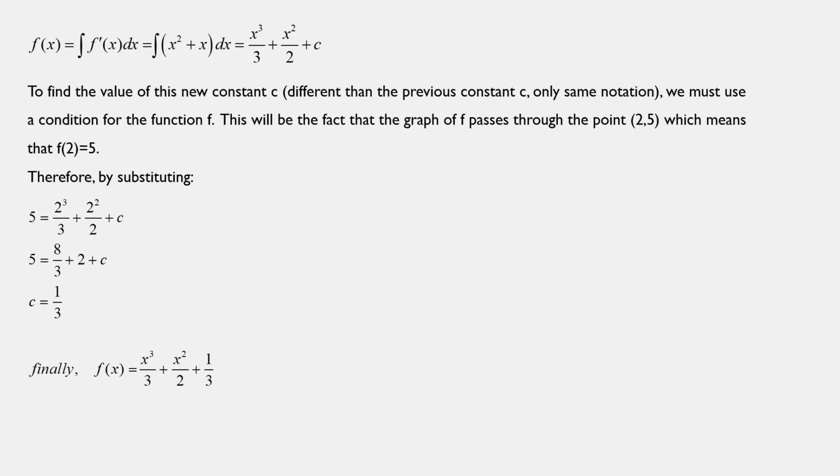Therefore, I will go to the formula of f of x I have found, and I will plug in 2 and 5 in places of x and y respectively. This will lead us to the equation 5 equals 2 cubed over 3 plus 2 squared over 2 plus c, which, after solving, will lead to the value of c being equal to 1/3. So, here we are. f of x is equal to x cubed over 3 plus x squared over 2 plus 1/3, which is exactly what I was looking for.